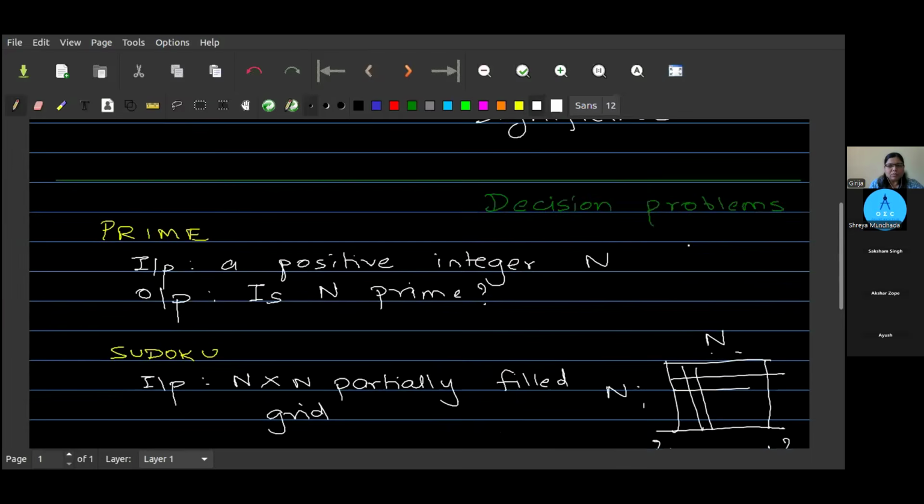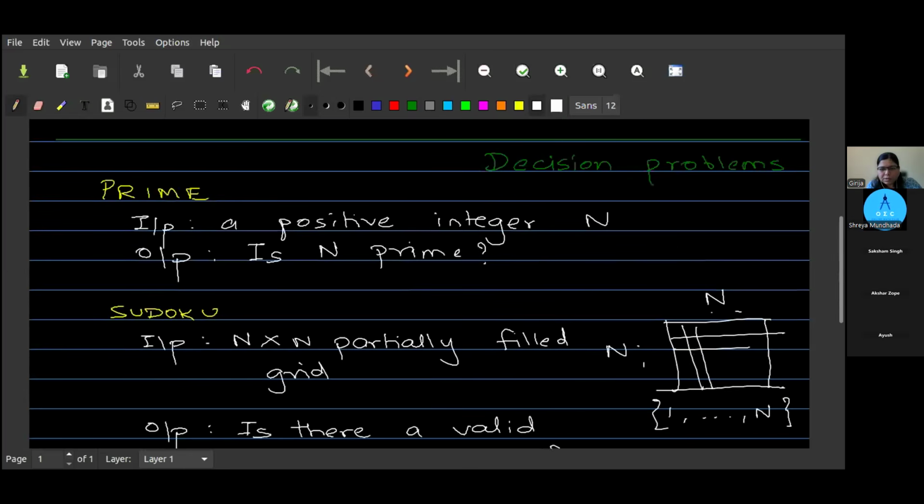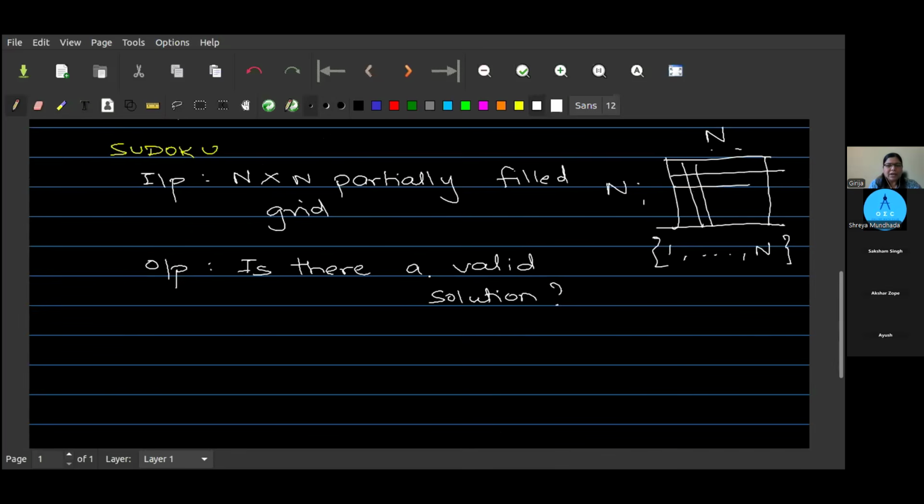Is there a question? Does this mean that the solution has to be unique also? No, I'm not talking about uniqueness. Does there exist or not? So when this puzzle is typically considered, we assume that there is a valid solution. It's just that we have to find it.